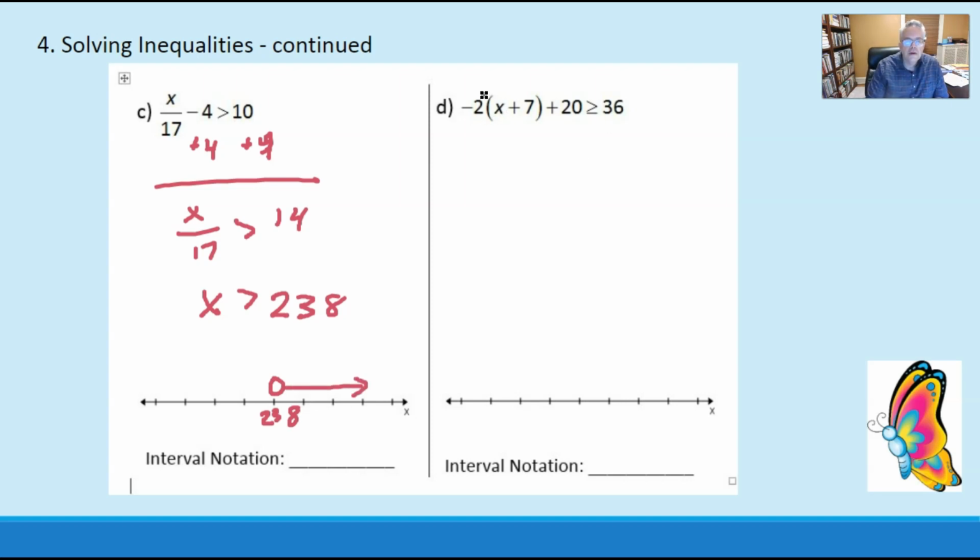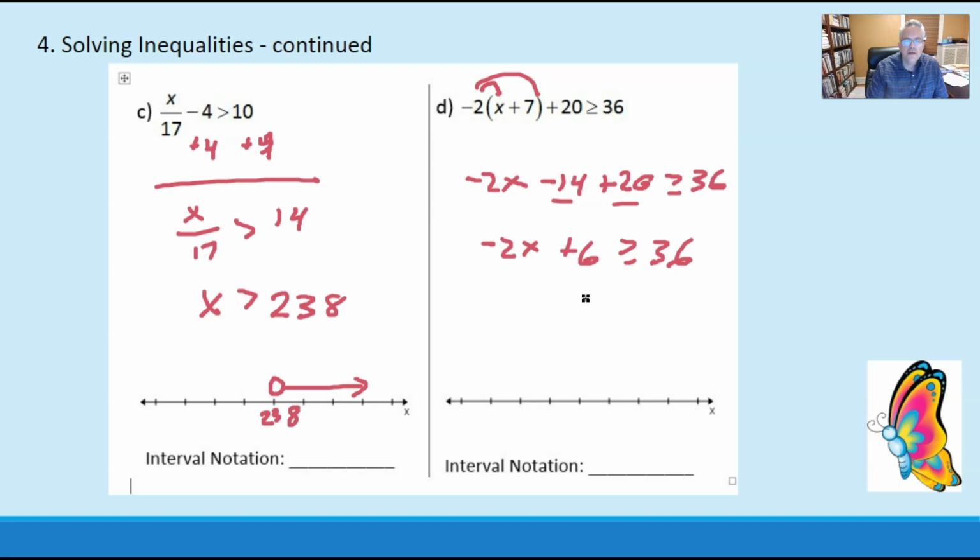Last one. Just like equations, when we see parentheses, we need to distribute. So negative 2x minus 14 plus 20 is greater than or equal to 36. So I can combine these two. So plus 6 is greater than or equal to 36. Subtract 6. Running out of room here. We better end this soon. You get negative 2x is greater than or equal to 30.